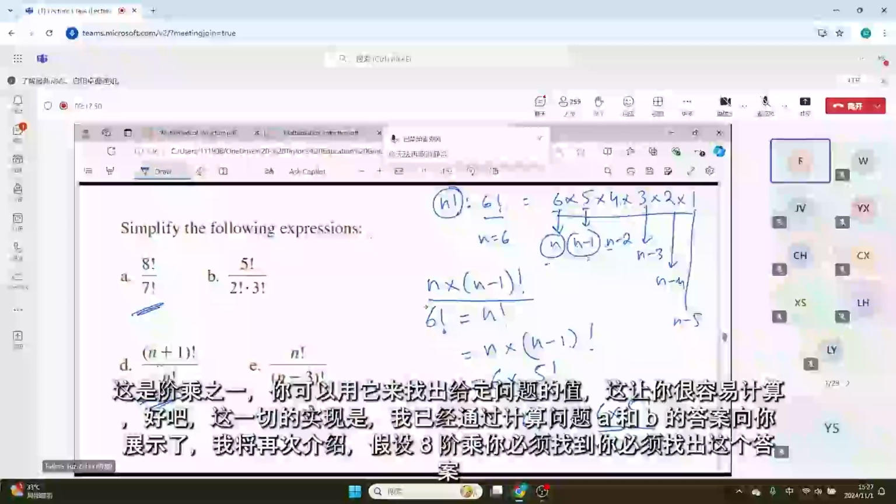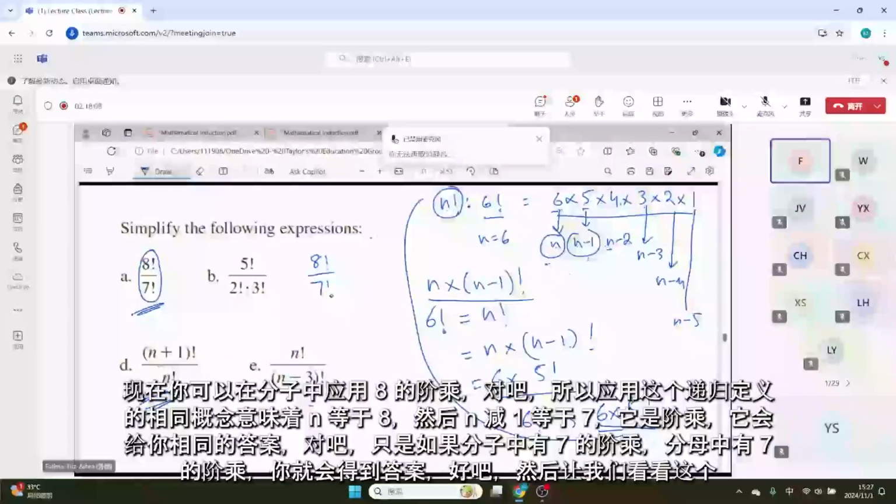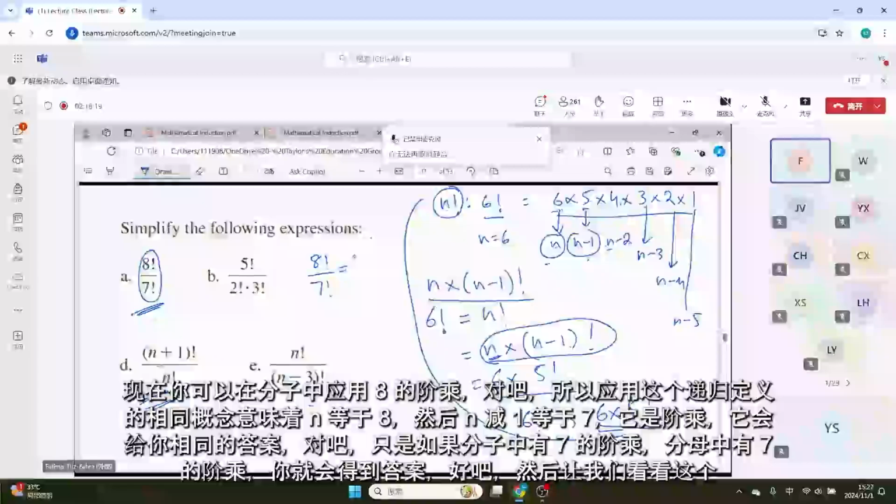Okay, the implementation of all this I have shown you by calculating the answer for question number A and then B. I will go through that again. Let's say 8 factorial. You have to find out the answer for this. Now here you can apply it. In your numerator you have 8 factorial, right? So apply the same concept of this recursive definition, meaning n is equal to 8, and then n minus 1 is equal to 7 and its factorial. It will give you the same answer, right? It just makes it easy if you have 7 factorial in the numerator and 7 factorial in the denominator, and you get the answer.